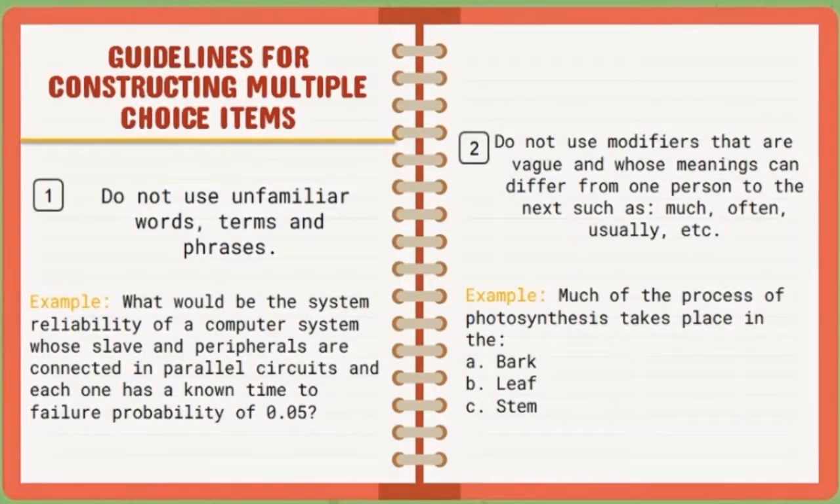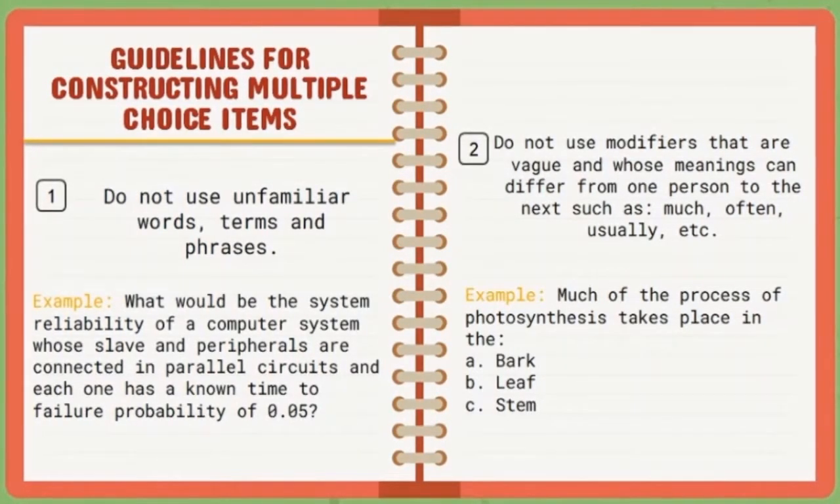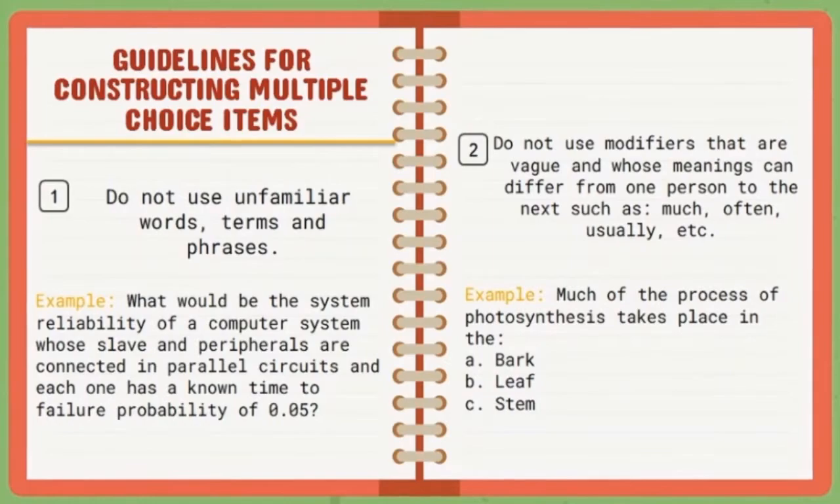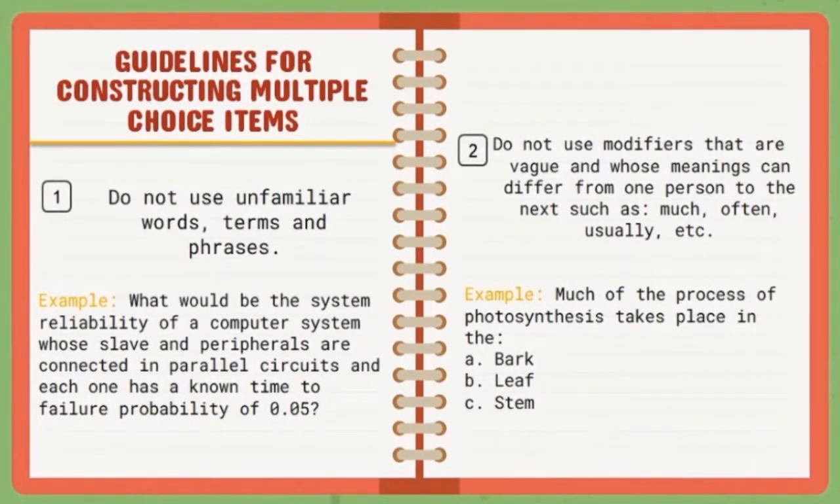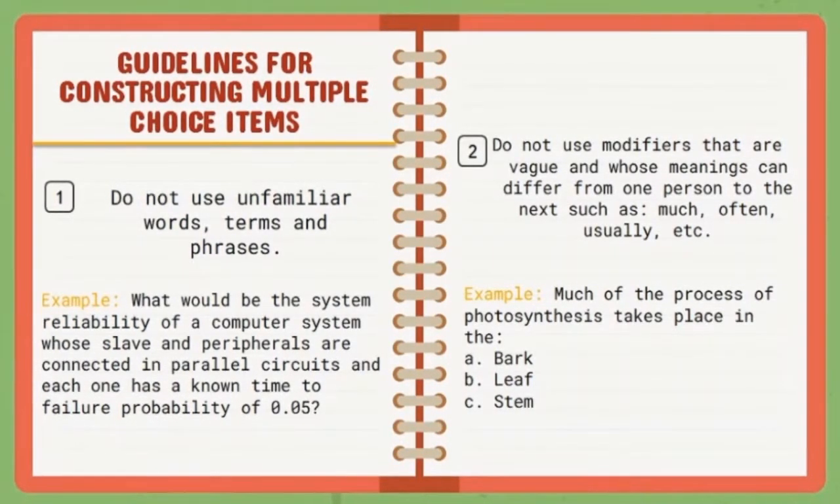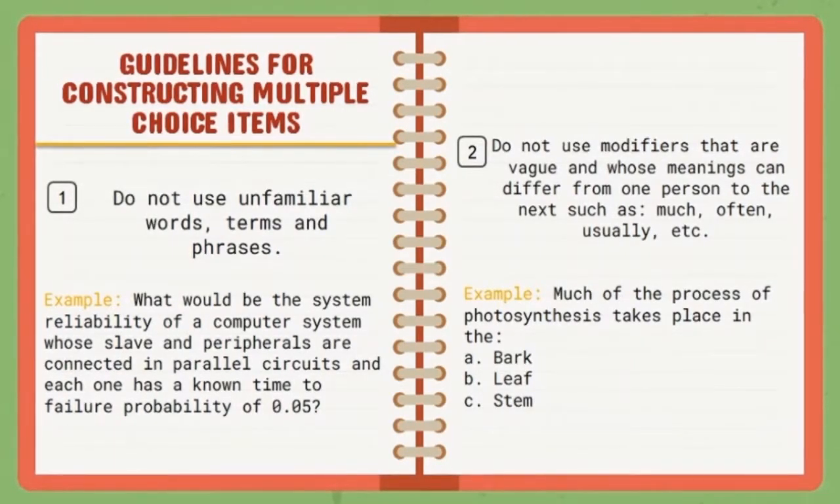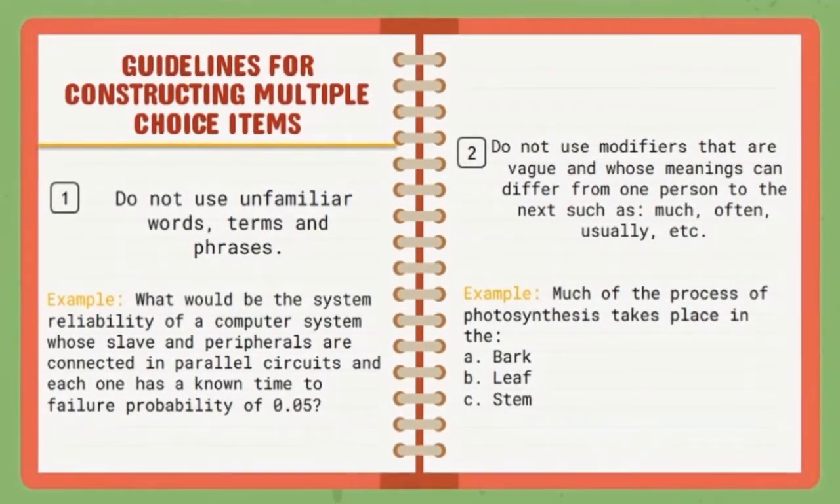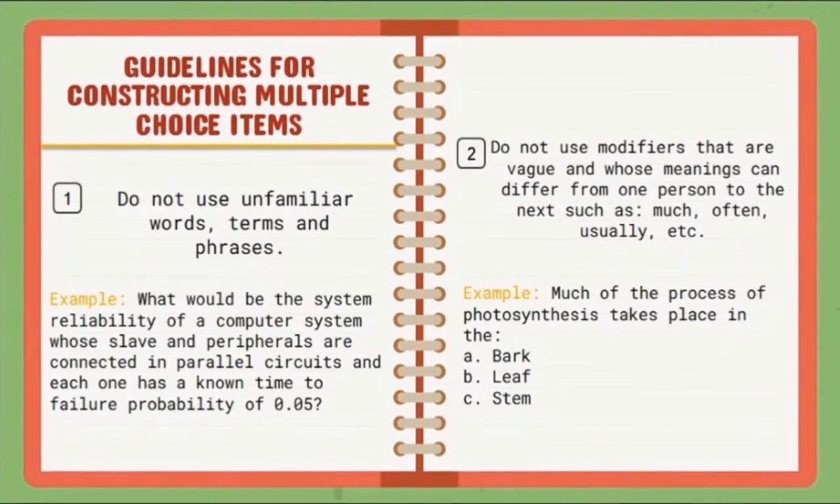For example, what would be the system reliability of a computer system whose slave and peripherals are connected in parallel circuits and each one has a known time to failure probability of 0.05? In this type of question or stem, a student completely unfamiliar with the terms slave and peripherals may not be able to answer correctly even if he knew the subject matter of reliability.